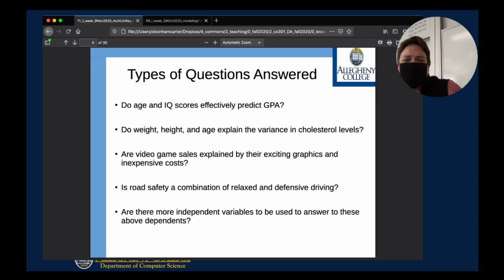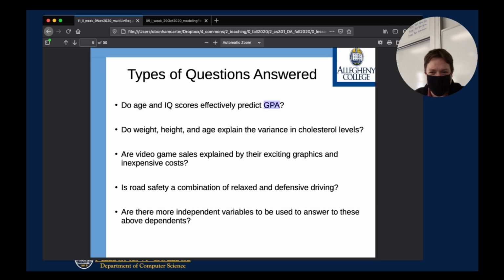So anyway, one of the kinds of questions where you need multiple variables is, for instance, are age and IQ scores effectively predicting the GPA? Now, this is a very loaded question, and I think that if we all thought about how you predict GPA, we could all come up with very different ways of predicting it. So you can see that a question like this, where you're working with multiple variables, would be an important type of solution to finding out which variables predict GPA. It's not just one variable, but several.